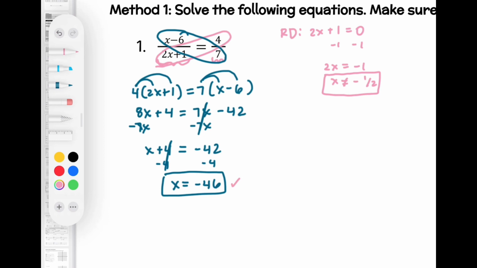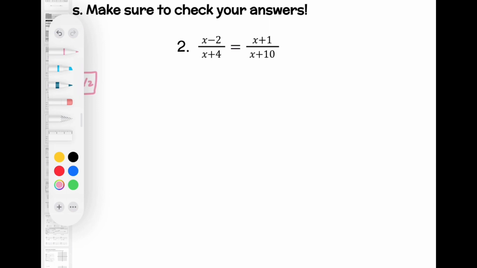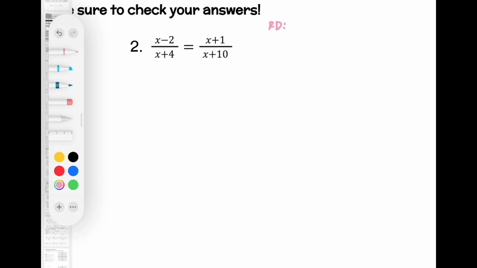Okay, so let's do another one. On to the next problem. Now we have two denominators that have x's in them. We have x plus 4 and we have x plus 10. We're only worried about the denominator, which, remember, is the bottom of the fraction. I'm going to set both of those equal to 0 and figure out what x cannot equal. If I subtract 4 from both sides, that would be negative 4. If I subtract 10 from both sides, that would be negative 10. So x can't equal negative 4, and x can't equal negative 10.